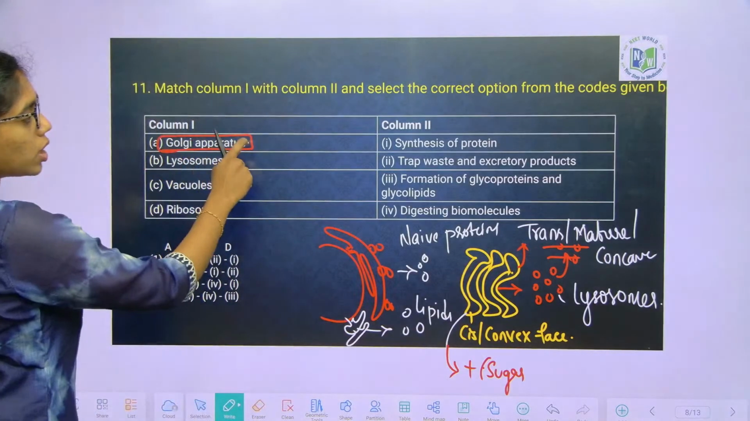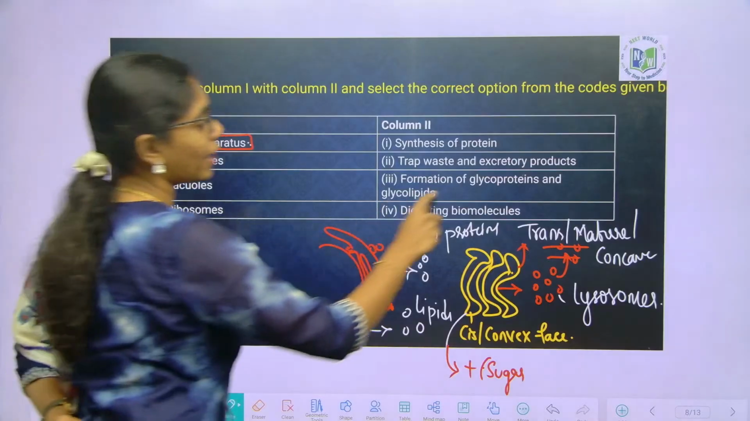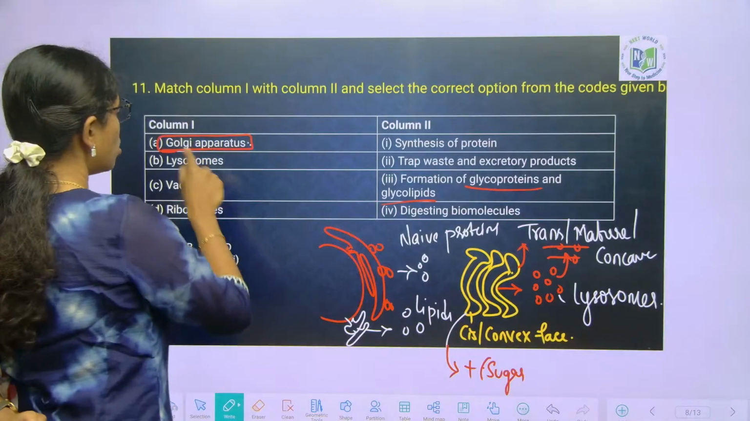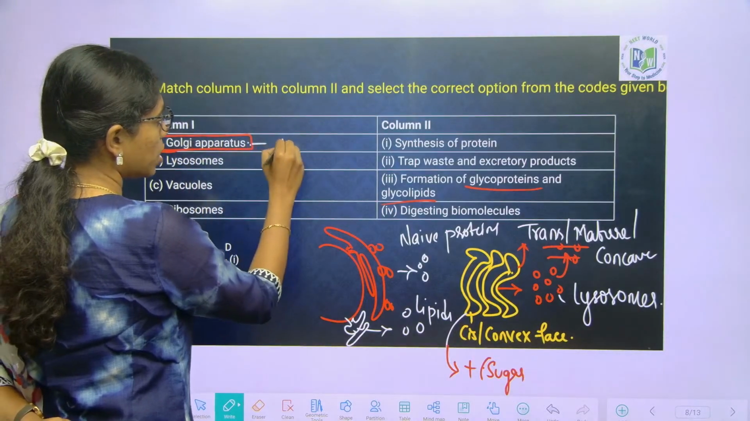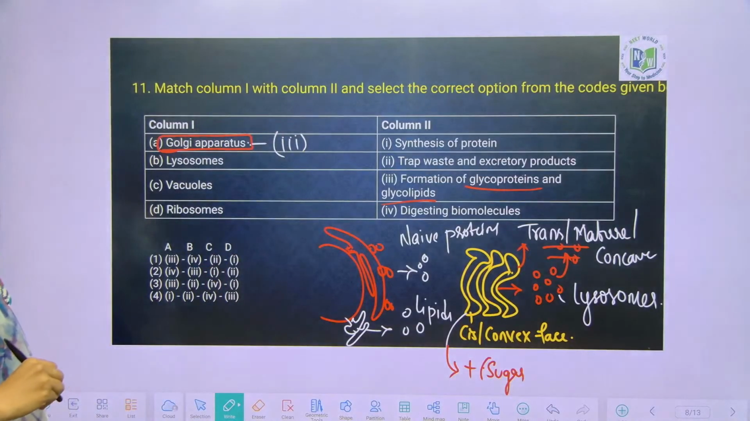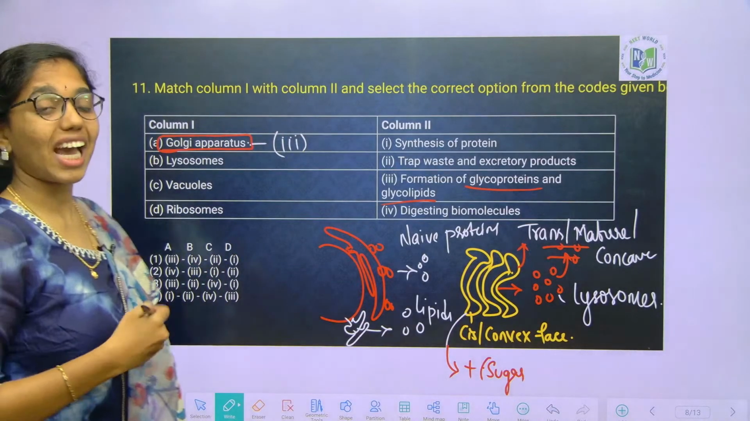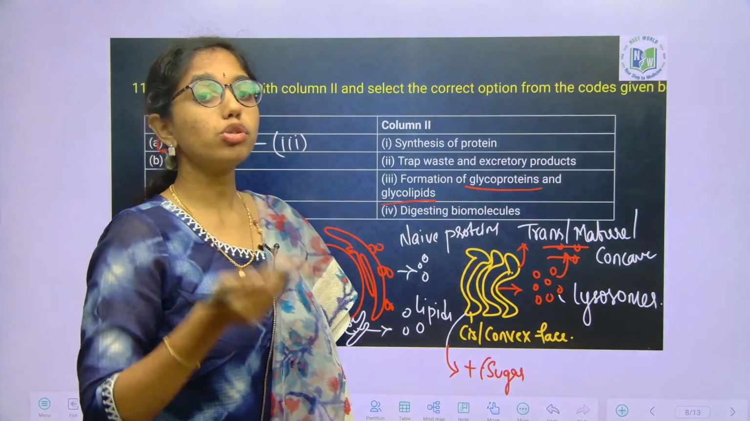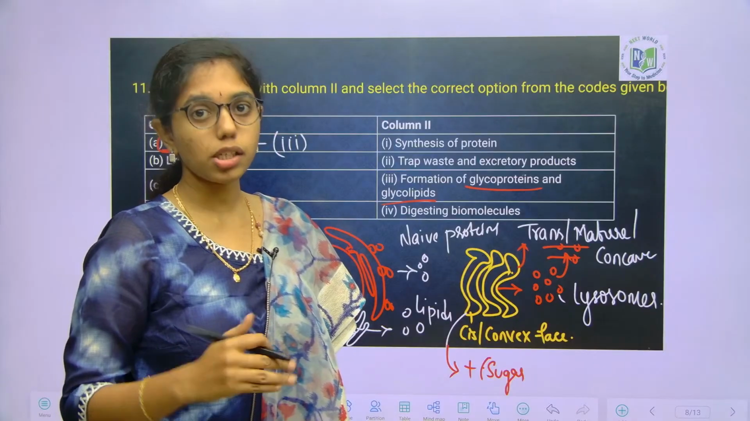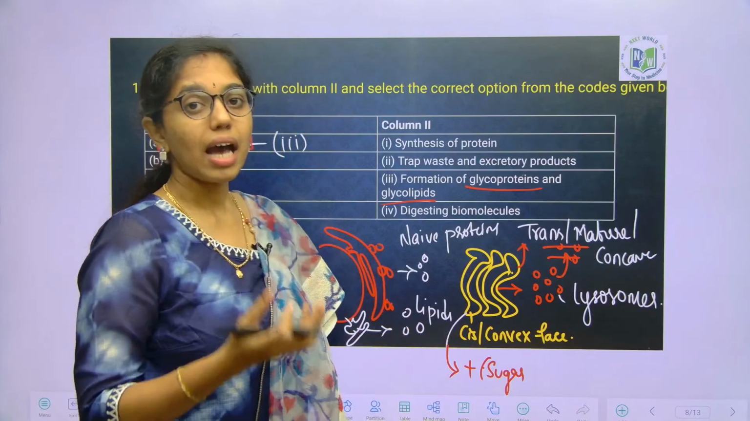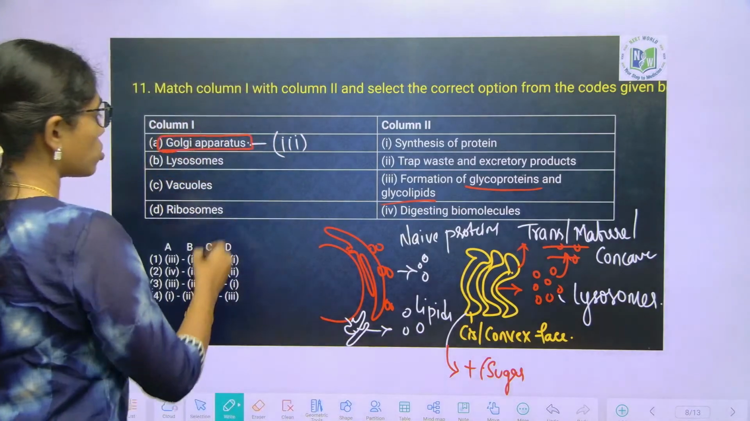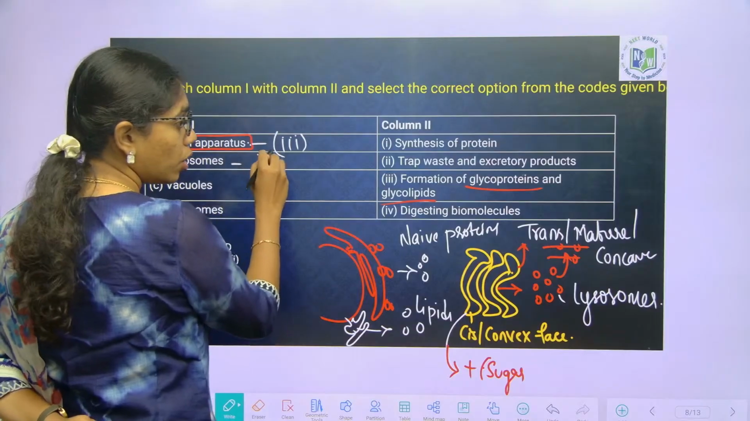Here you see Golgi bodies, formation of what? Glycoproteins and glycolipids happens where? Inside the Golgi bodies. So yes, A goes with option 3. Next is lysosomes. Lysosomes help in digestion of biomolecules. Lysosomes are rich in hydrolytic enzymes like hydrolases, carbohydrases, proteases, lipases. They are involved in digestion of biomolecules. Lysosomes, which is option 4.